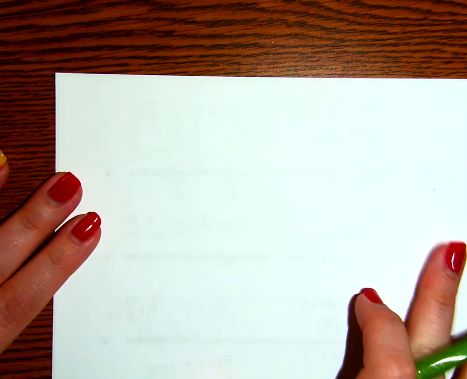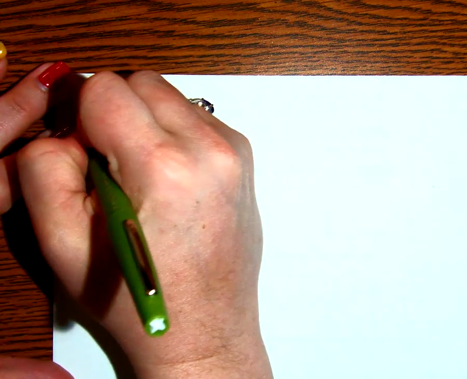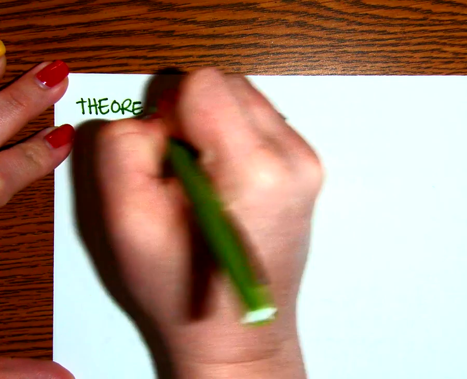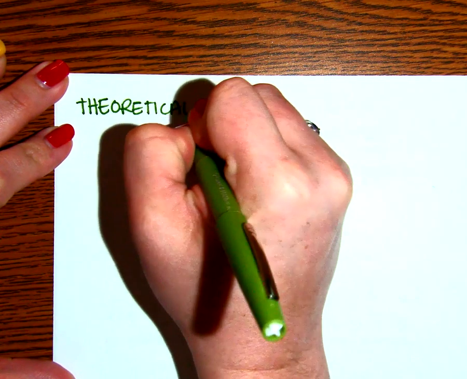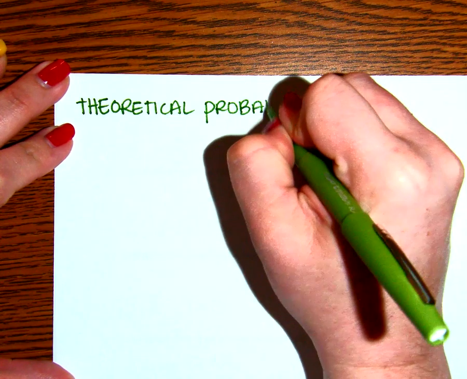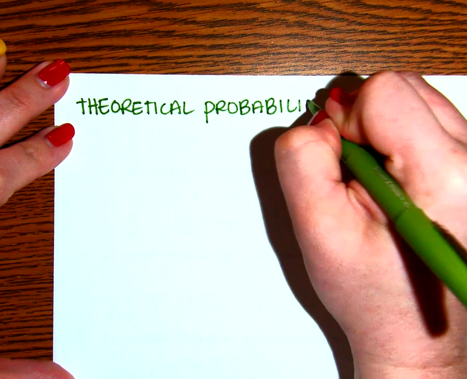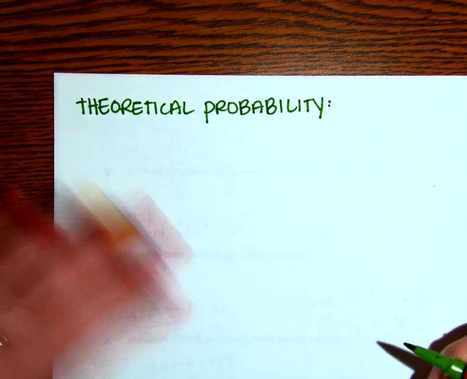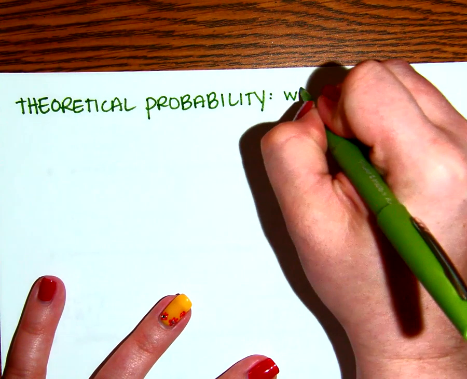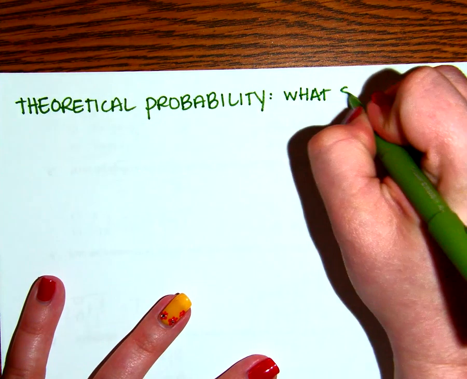Right. In order for us to talk about what we're going to talk about today, I want to go back and revisit what we did yesterday. So yesterday we dealt with what was called theoretical probability. And essentially, to sum up theoretical probability, we say that theoretical probability is what should happen.